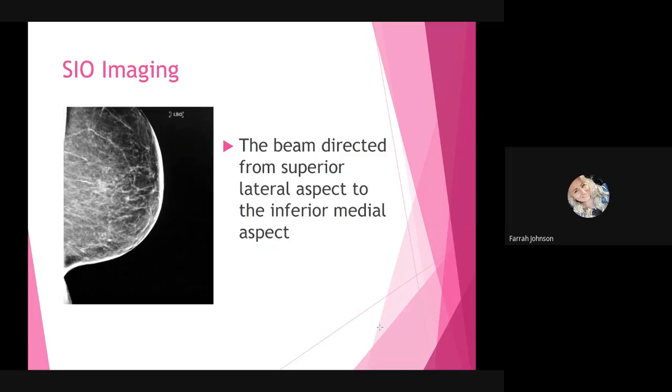And an SIO image is going to look similar to this. So the beam is directed from the superior lateral aspect of the breast to the inferior medial aspect of the breast. You're not going to see as much pectoral muscle as you would on, say, an MLO, but you will see a more uniform compression of that inferior medial aspect of the breast tissue.